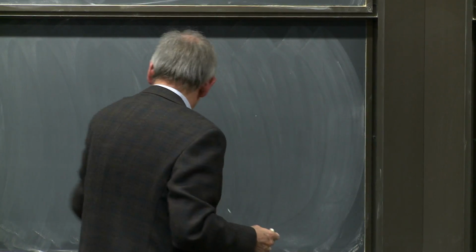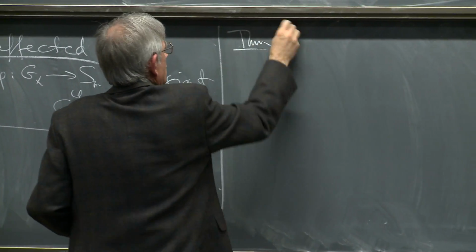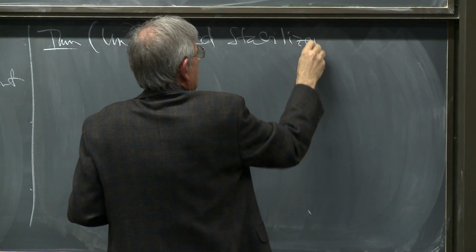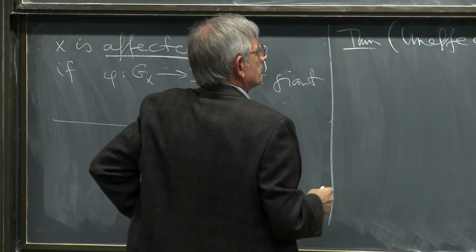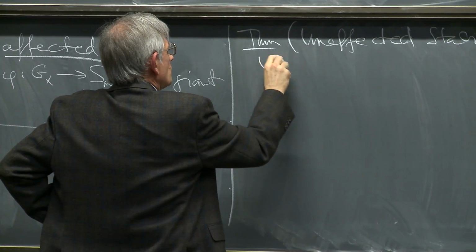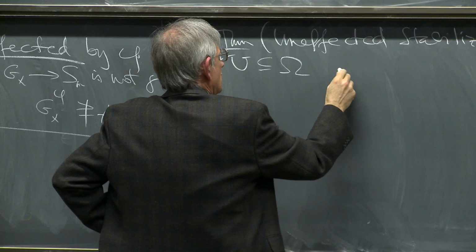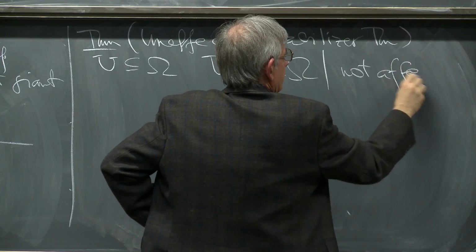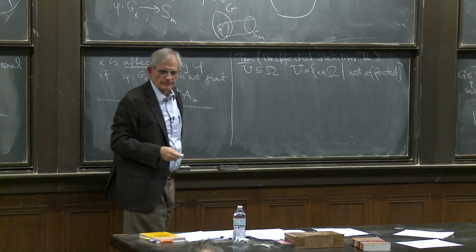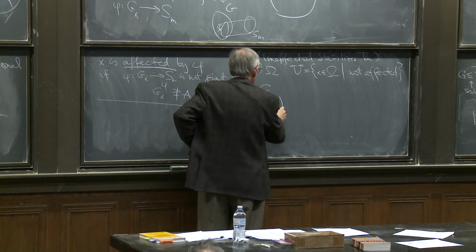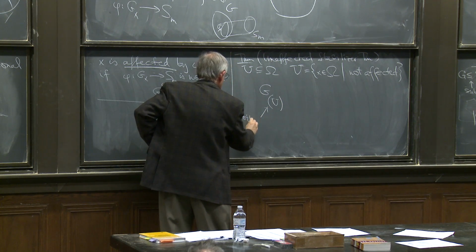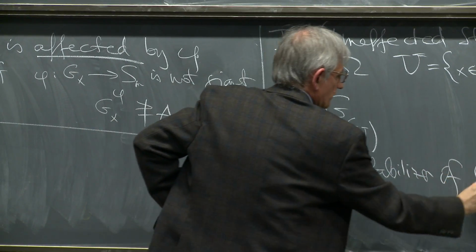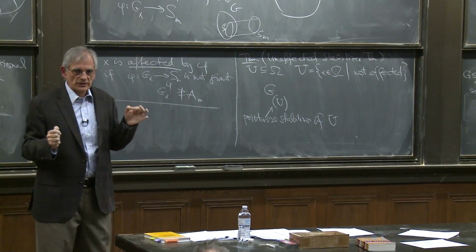So there is a theorem here and a smaller observation. The unaffected stabilizer theorem. Okay, so let U subset omega be the set of those points in omega that are not affected. Now let me look at the group G sub parenthesis U. This is the pointwise stabilizer of U. So I fix every unaffected point.